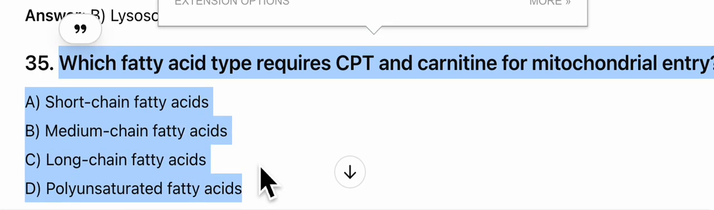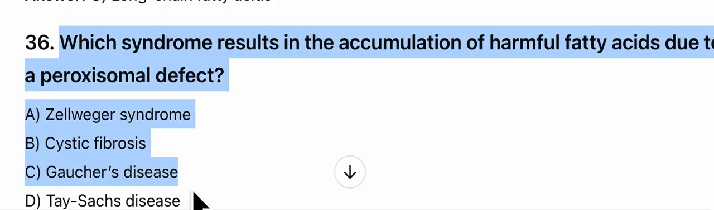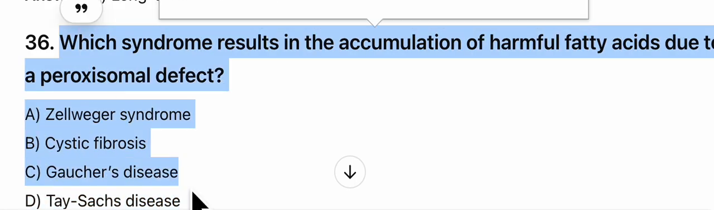Which fatty acid type requires CPT and carnitine for mitochondrial entry? A. Short-chain fatty acids, B. Medium-chain fatty acids, C. Long-chain fatty acids, D. Polyunsaturated fatty acids. Which syndrome results in the accumulation of harmful fatty acids due to a peroxisomal defect? A. Zellweger syndrome, B. Cystic fibrosis, C. Gaucher's disease.